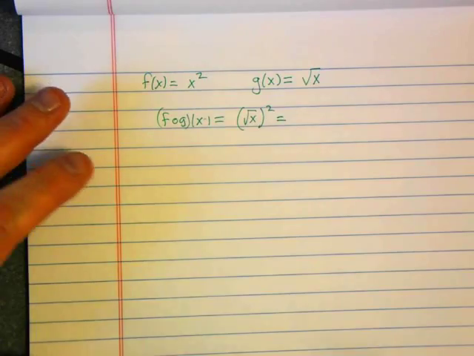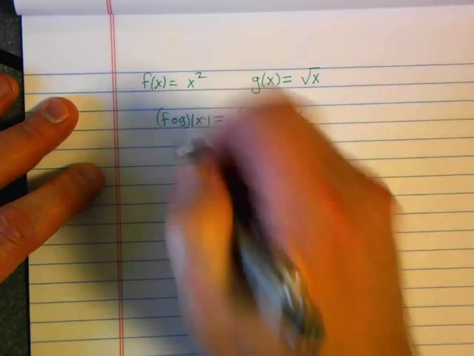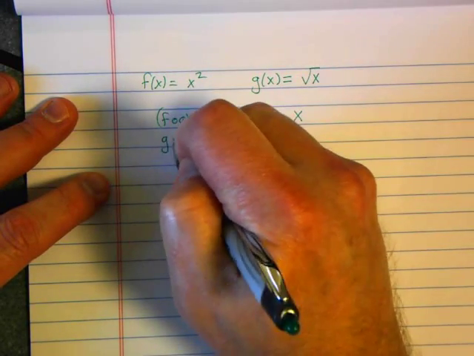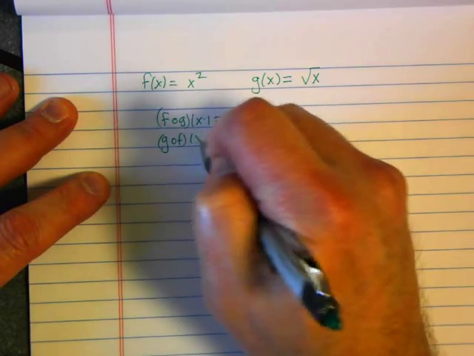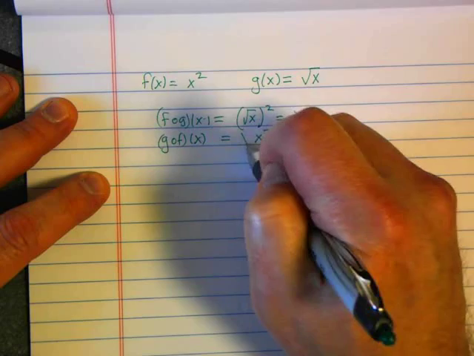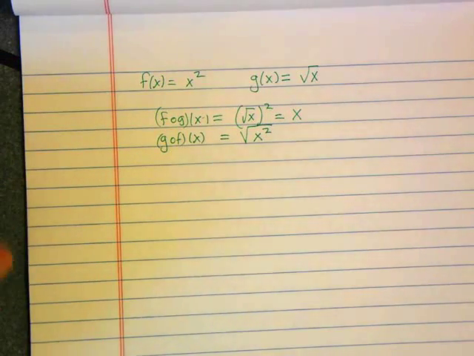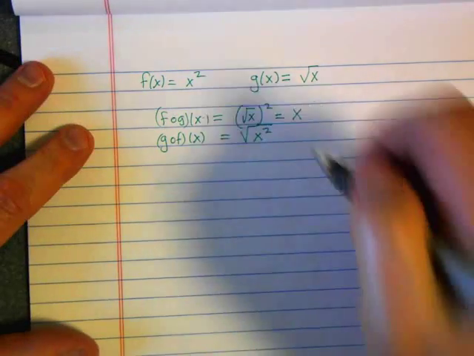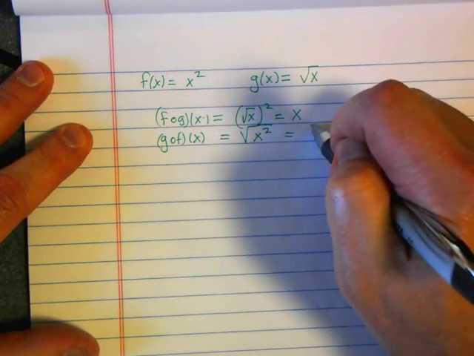Okay? What happens if I take g of f of x? That means I start with a square, that's x squared, and I square root it. x, actually, absolute value of x.